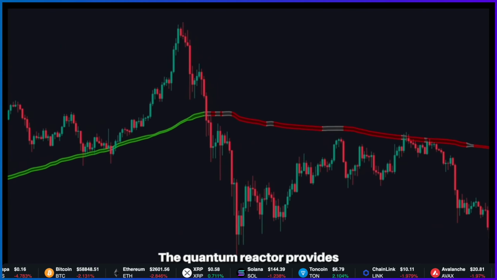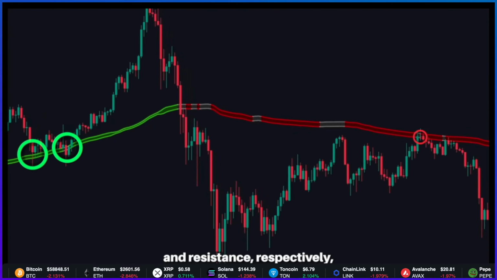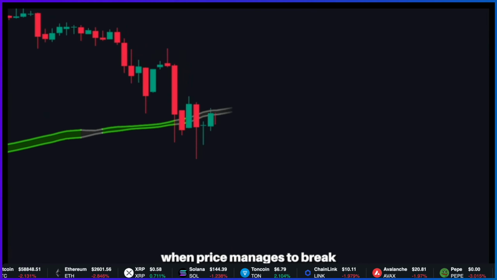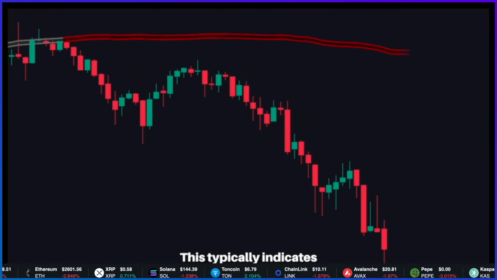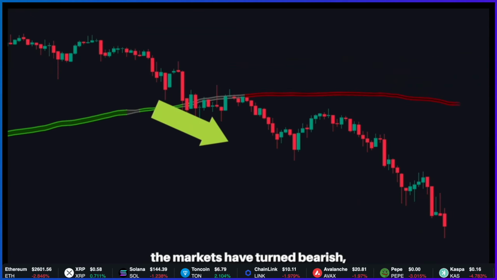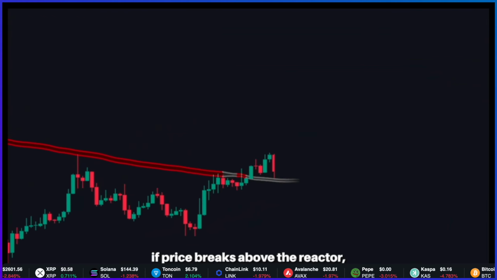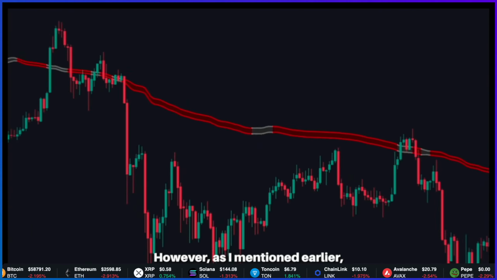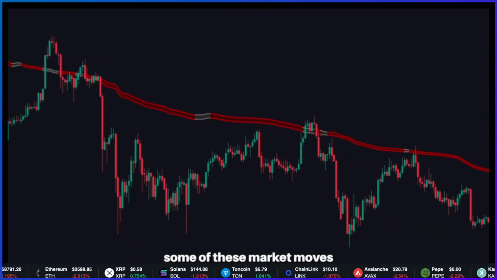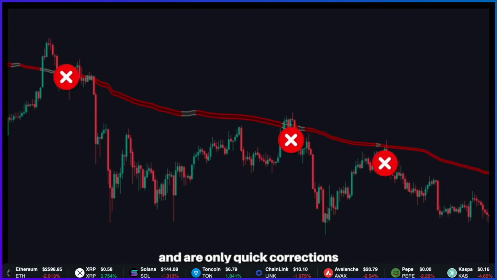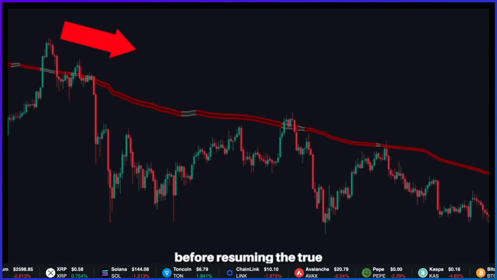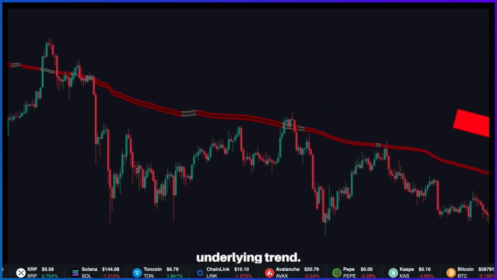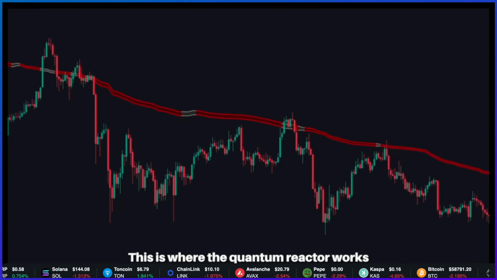The Quantum Reactor provides a very strong area of support and resistance. Respectively, when price manages to break underneath the reactor, this typically indicates the markets have turned bearish. And conversely, if price breaks above the reactor, it signifies markets are bullish. However, as I mentioned earlier, some of these market moves may be misleading and are only quick corrections before resuming the true underlying trend. This is where the Quantum Reactor works its magic.